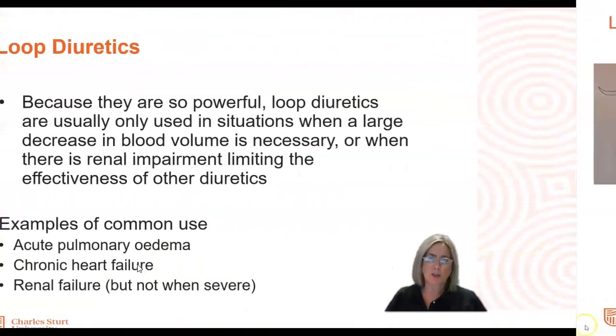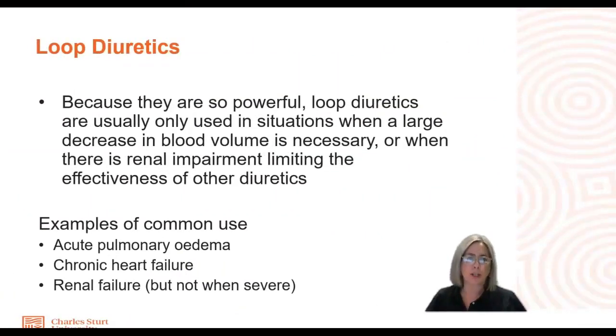Now, because loop diuretics are so powerful, they're usually only used in situations when a large decrease in blood volume is necessary, or when there's renal impairment limiting the effectiveness of other diuretics. So examples of common use include acute pulmonary edema, to try to shift all of that fluid that's causing the swelling in the lungs, chronic heart failure as well, and renal failure, but not when the renal failure is too severe. And that's because you need some filtrate being formed for the loop diuretic to be able to manipulate it. And in end-stage kidney failure, there's literally no filtrate being produced at all.